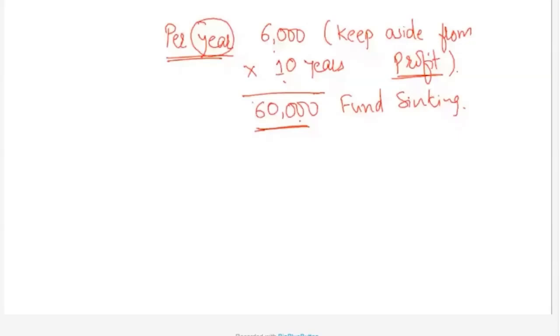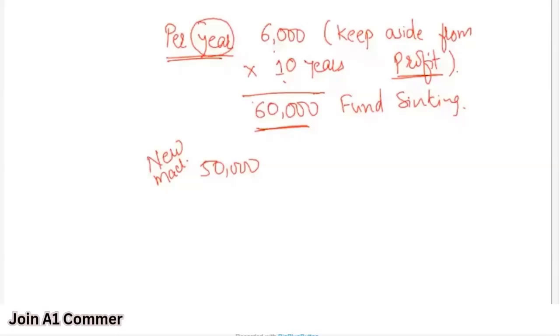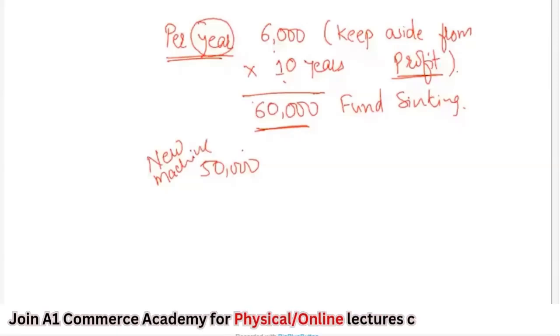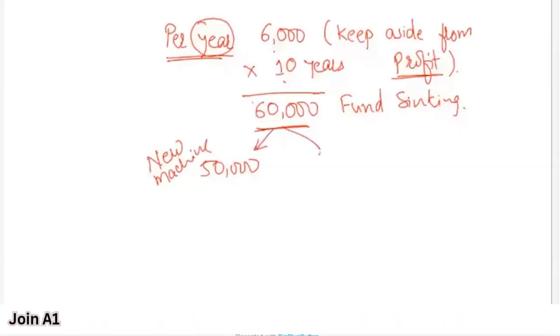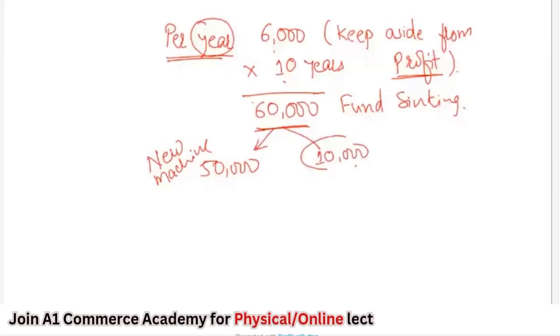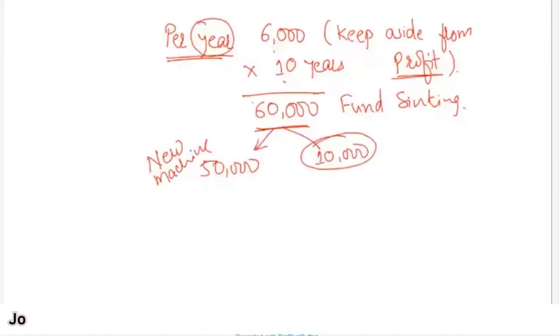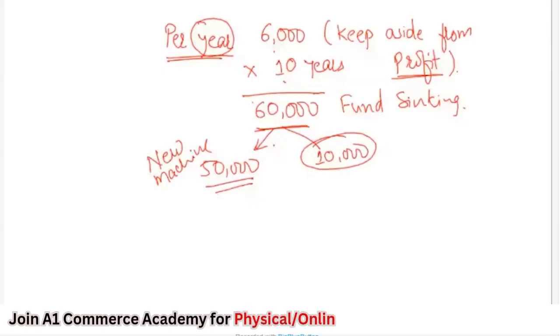I want to buy a new machinery now. I want to buy a new machinery of 50,000. New machine. So for the new machine, from this 60,000, I'll use 50,000 and 10,000 is still left. So in future, when I want to buy a new machine, I can use that sinking fund. मेरा fund कितना जमा हो गया था? 60,000. From that I can use. समझता है क्या? Are you getting me? Fund.